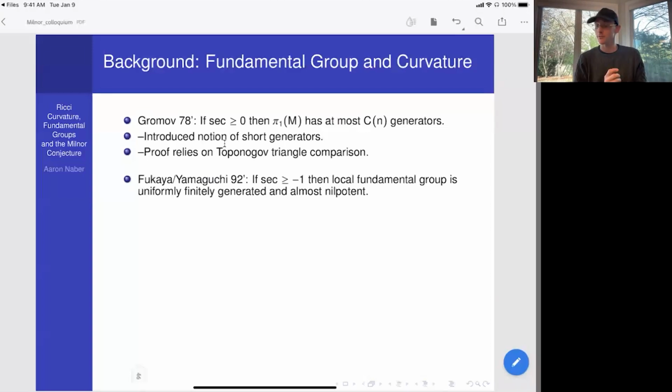And their proof was completely different. To be able to make this local statement, they needed a full structure theory of lower sectional curvature in order to pull this off. And what's going to be kind of important down the road is that their ideas will generalize to Ricci curvature in a few minutes.